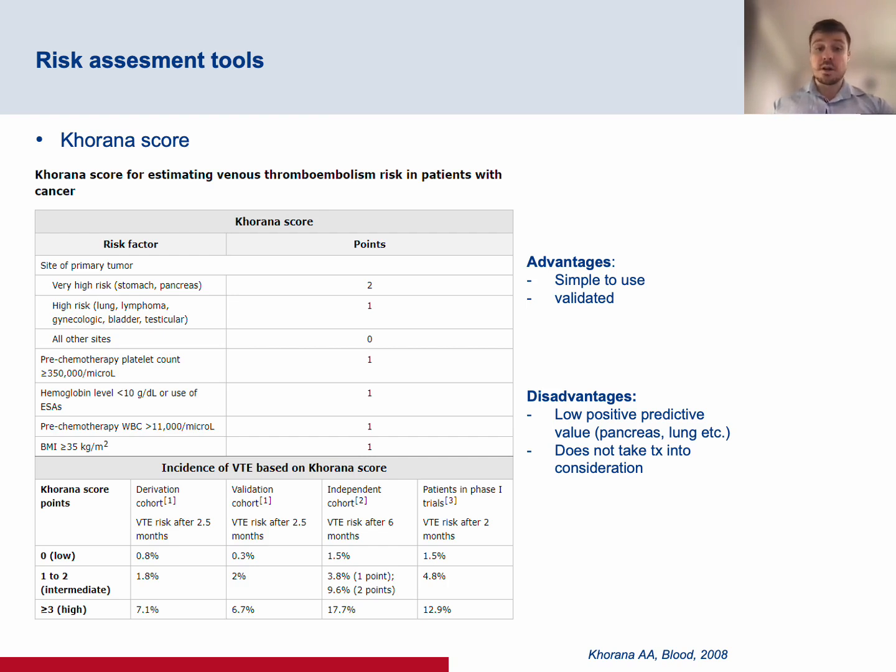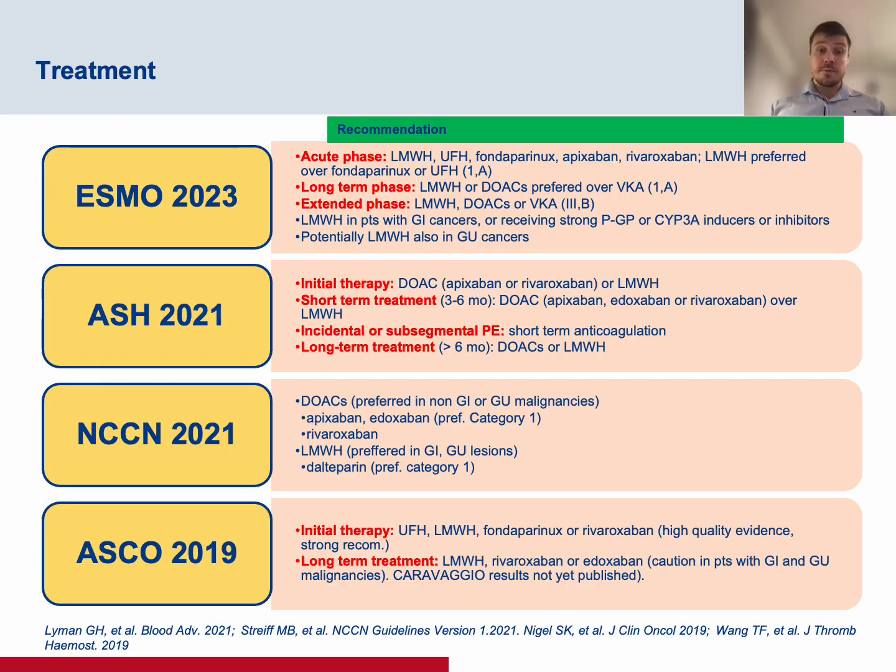Its advantages are it's simple to use and it's validated. Its disadvantages are low positive predictive value for pancreatic and lung cancers, and it does not take therapy into account, which we know can increase the risk of venous thromboembolism. Moving on to the treatment of VTE.